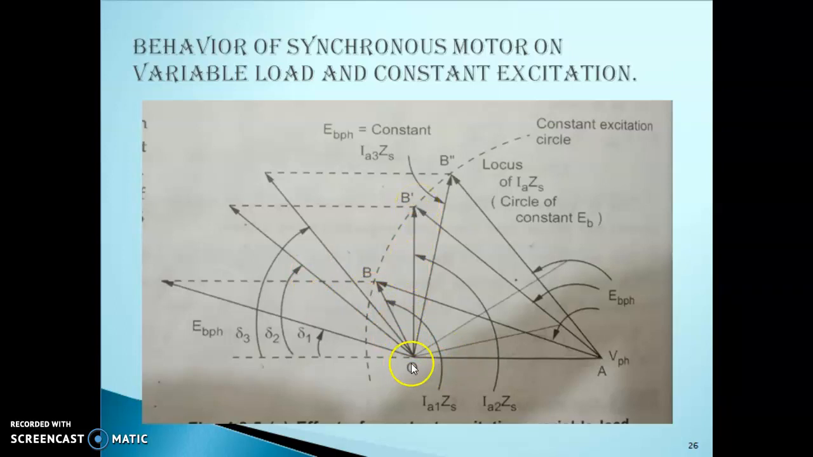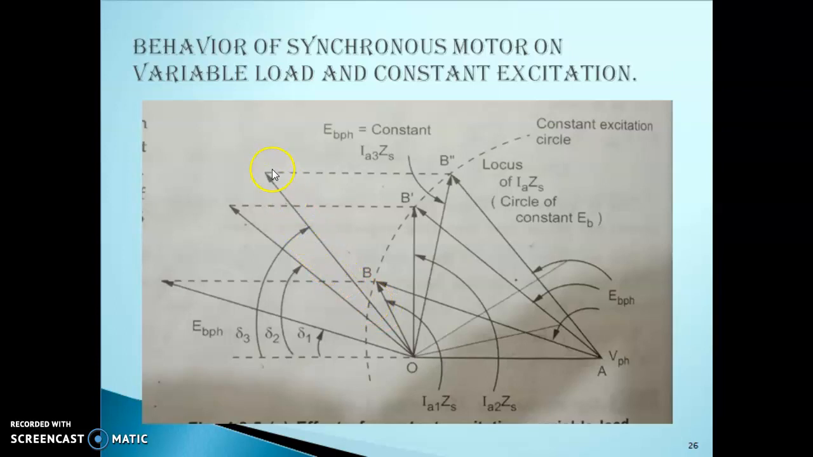Now the third case is high load condition. Okay, for high load condition, now load on the motor is increased. Okay, load on the motor is maximum, so the rotor will retard from the stator magnetic axis by an angle delta 3. As load is maximum, the load angle delta 3 is also maximum. Okay, so this is the position of EBPH for heavy load condition.